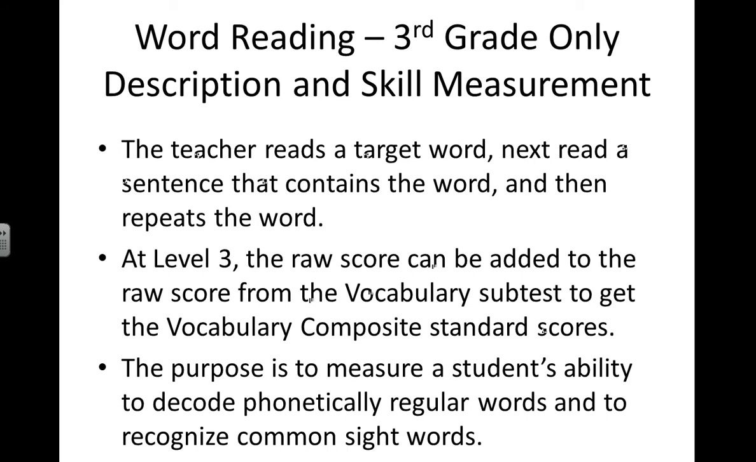Word reading is included in Forms A and B of Level 3. For each item in the word reading subtest, the teacher reads a target word, next reads a sentence that contains the word, and then repeats the word. The student picks the target word from the list of 4 or 5 choices. At Level 3, the raw score can be added to the raw score from the vocabulary subtest to get the vocabulary composite standard scores. Word reading items were designed to measure a student's ability to decode phonetically regular words and to recognize common sight words.